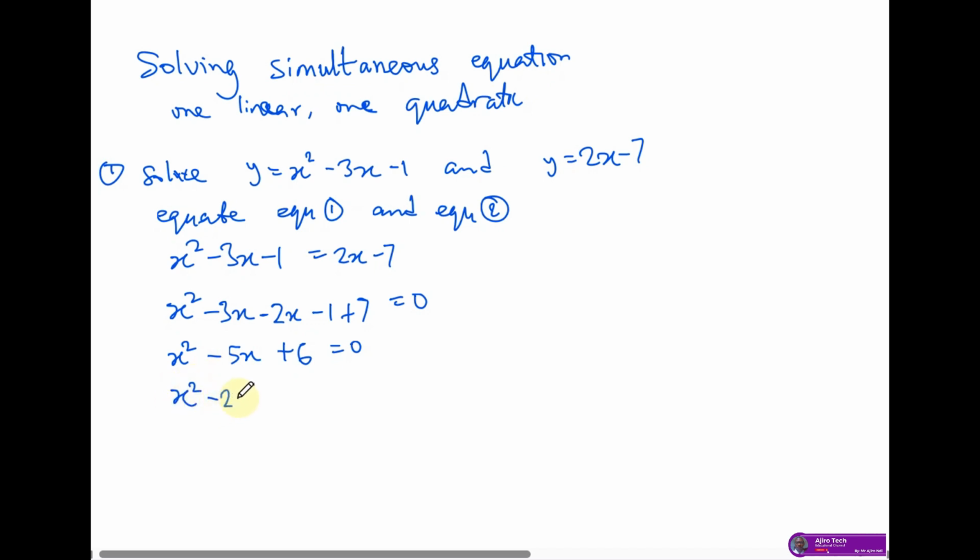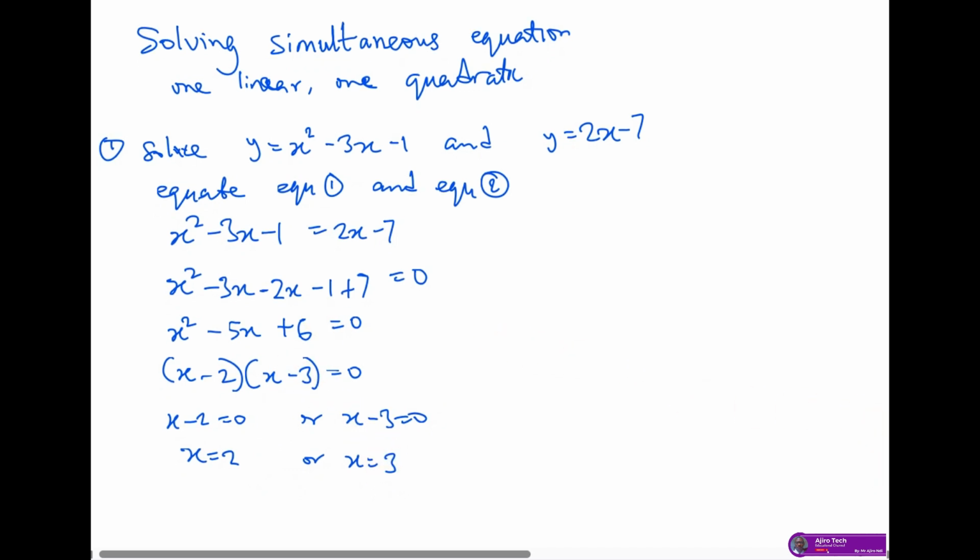X squared minus 2x minus 3x plus 6 equal to 0, but I can use another method for this. I know that the numbers are minus 2 and minus 3. So x minus 2, x minus 3 equal to 0. So x minus 2 is 0, or x minus 3 is 0. x equal to 2, or x equal to 3. That's the solution.